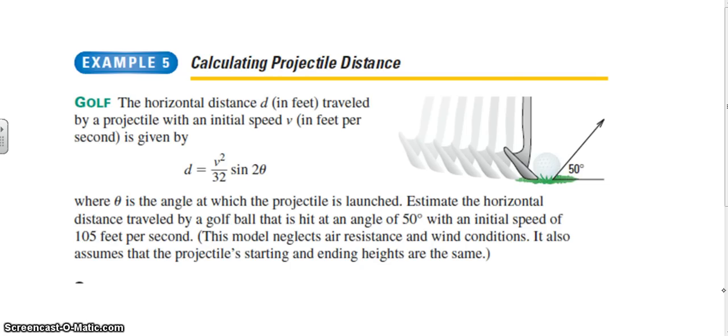The horizontal distance d in feet traveled by a projectile with an initial speed v in feet per second is given by d is equal to v squared over 32 times the sine of 2 theta, where theta is an angle at which the projectile is launched. Estimate the horizontal distance traveled by the golf ball that is hit at an angle of 50 degrees with an initial speed of 105 feet per second. And this model neglects the air resistance and wind conditions, and it also assumes that the projectile's starting and ending heights are going to be the same.